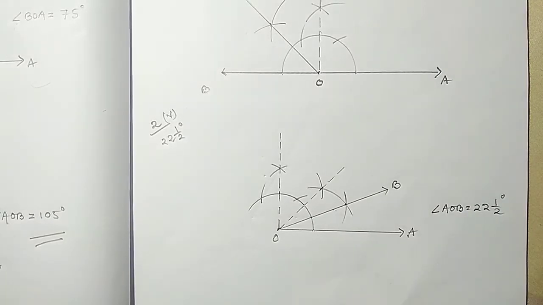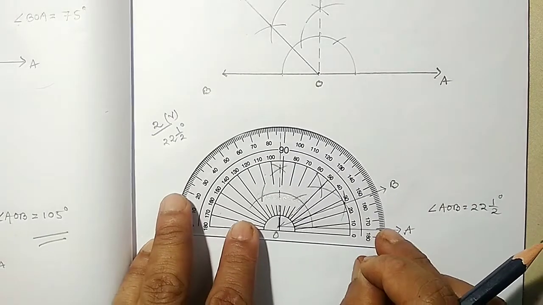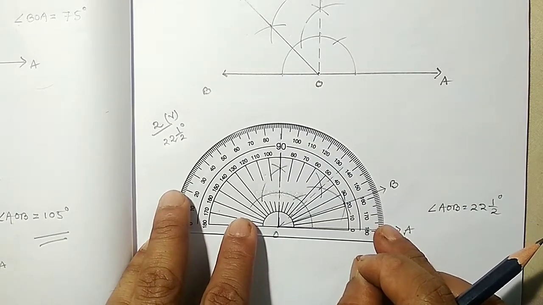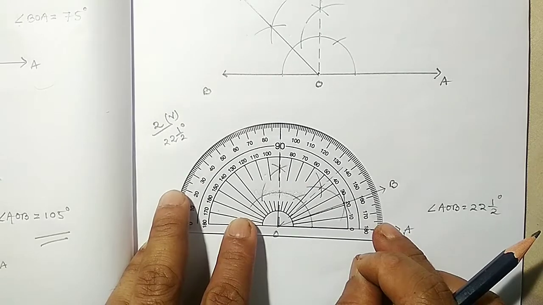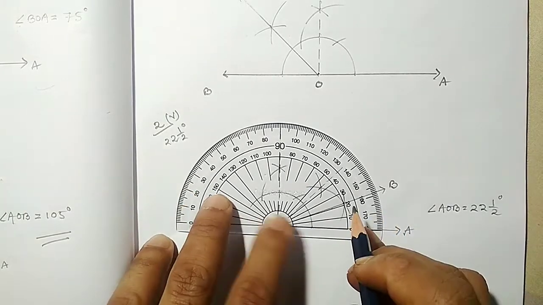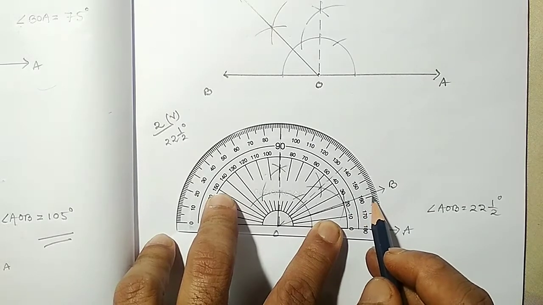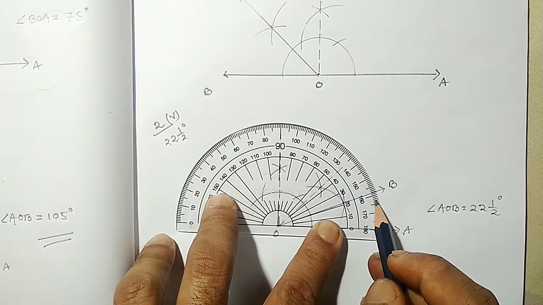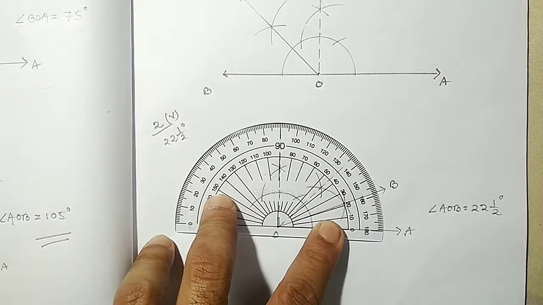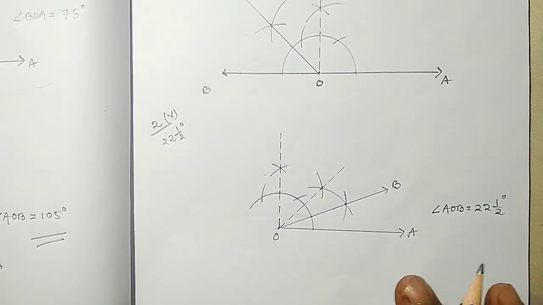Now if I measure with the protractor, just check, it should be around, because sometimes it may not be exactly. Here you can see it is just near about 22. That means it is 22.5 only, because we cannot measure so perfectly using this type of protractor. So it is 22.5. So I think it is clear how to draw.